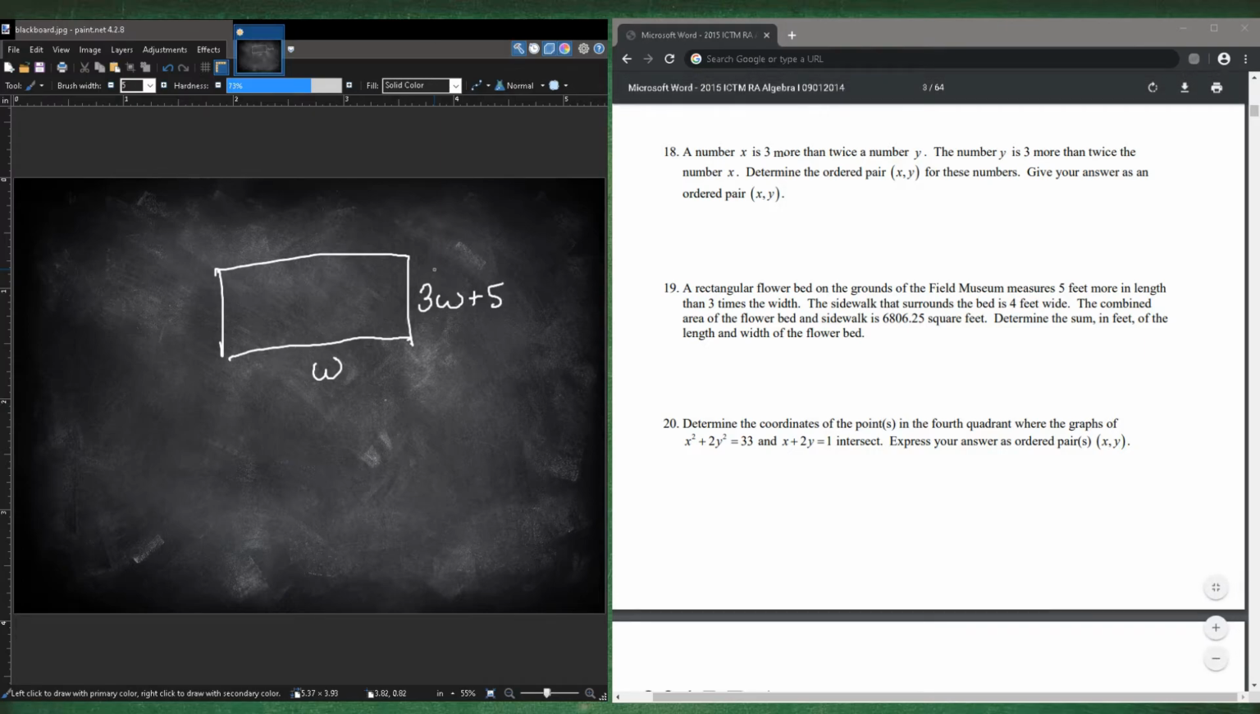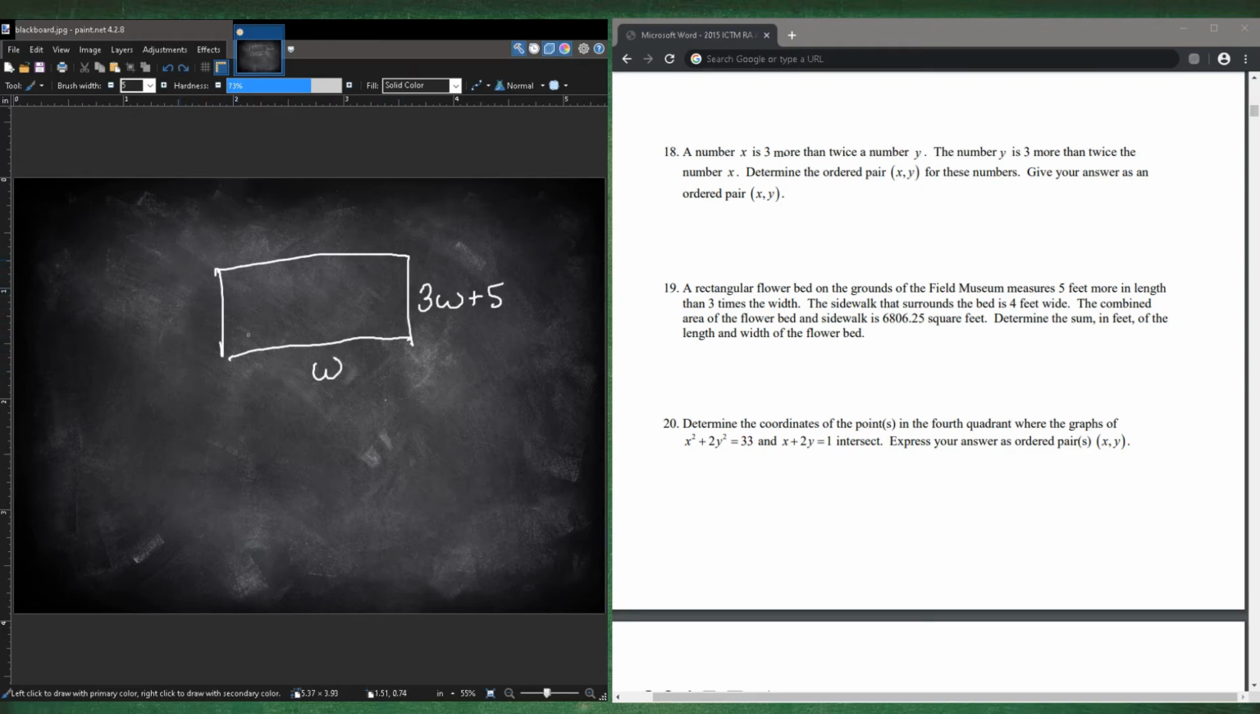And the sidewalk that surrounds the bed. So we have a sidewalk, right? I'll just draw the W inside because I want to draw a pretty decent picture. So 3W plus 5, right? So we have a sidewalk. Okay, so something like this. Right, so that's our sidewalk, like this area right here, right? And then you plant the flowers inside. And the sidewalk is 4 feet wide. So right here, that's 4 feet. Like right here is 4 feet. Right here is 4 feet. Right here is 4 feet, right? So there's 4 feet wide.